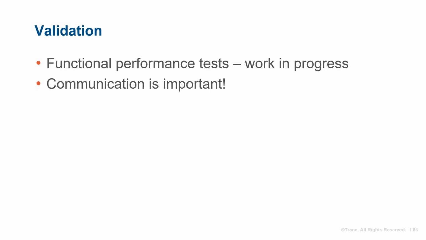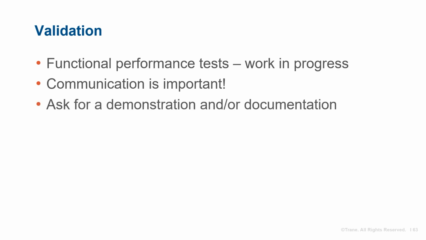Communication between the designer, controls contractor, and commissioning agent is key to delivering an installation that delivers the performance that the building is entitled to. It is often helpful to ask for documentation or demonstrations. Where concerns exist, be clear as to your expectations and how the implementation will be tested for conformance.